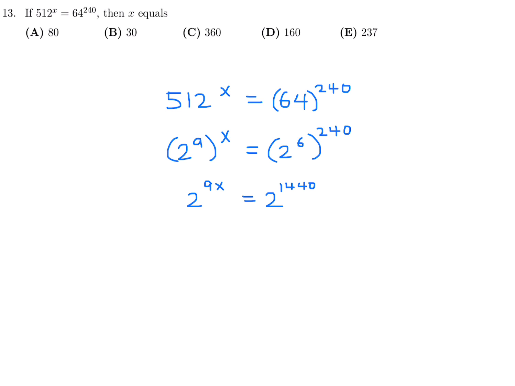Okay. Now we have the bases are the same. That means those exponents are the same. So that means that 9x is equal to 1440. And divide through by 9. 1440 divided by 9 is 160. So number 13, the answer is D.